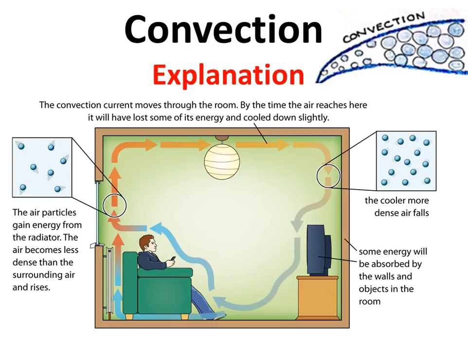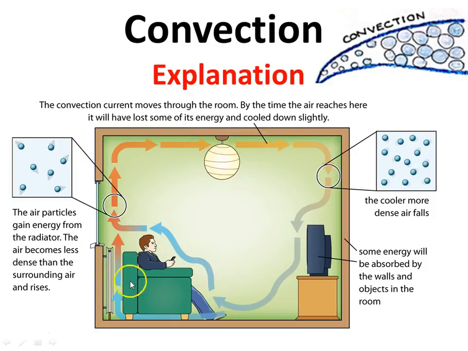And here's an example here. There's many examples. They can talk to it about a sea breeze. They love to talk about a boiler in a home heating system and gases in the air. So you can see that convection current moves through the room. By the time the air reaches here, it would have lost some of its energy and it's cooled down slightly. So it's talking about this position here.